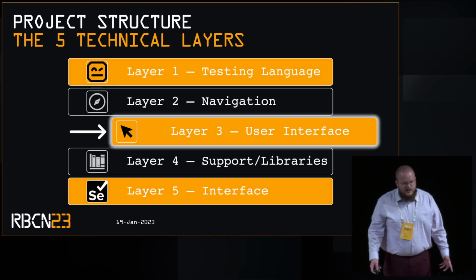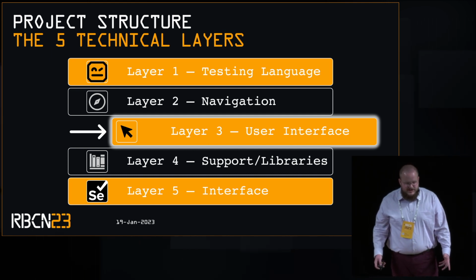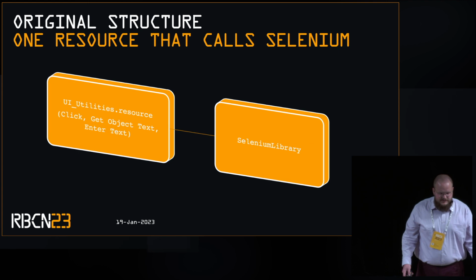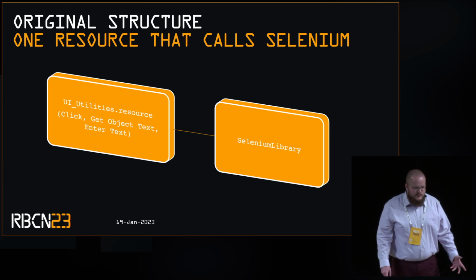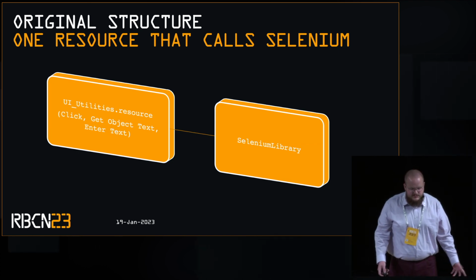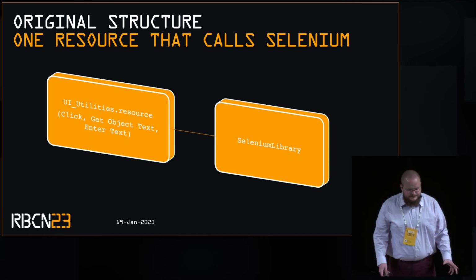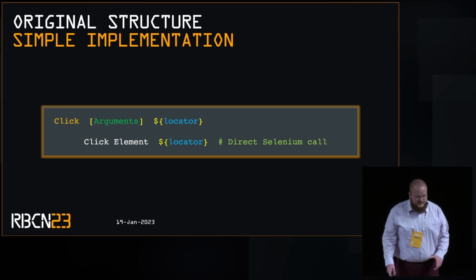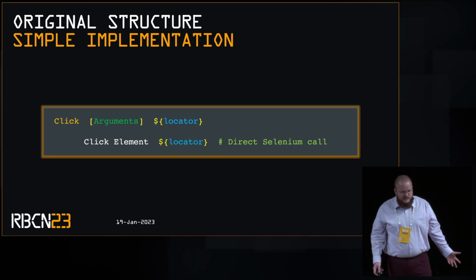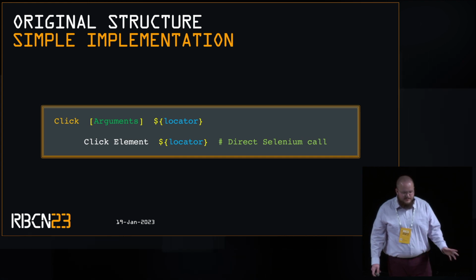Like I mentioned before, our user interface layer is really the critical layer here. In our project, this is how it would appear. We'd have a UI utilities resource, which contains abstracted keywords such as click, getting an object's text, or entering text into that object. And these make calls of Selenium Library keywords. For example, the most simple implementation of these keywords is simply calling Selenium's click element keyword and having a keyword built on top of that.